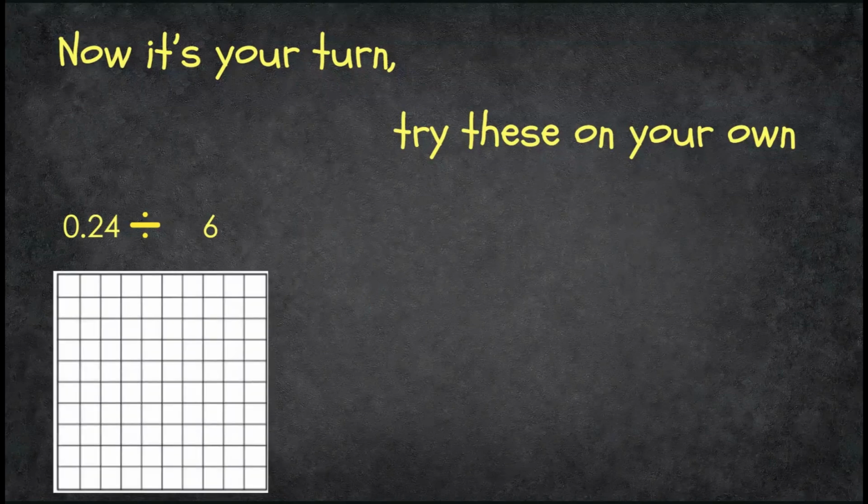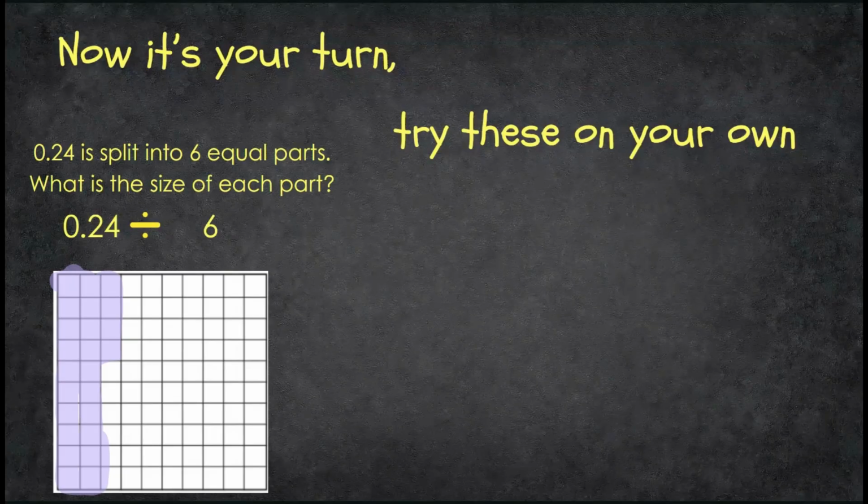So here's the decimal grid. I'm going to fill in 24 hundredths for you. And now all I need you to do is think about, if we take 24 hundredths and we split it into 6 equal parts, what's going to be the size of each part?